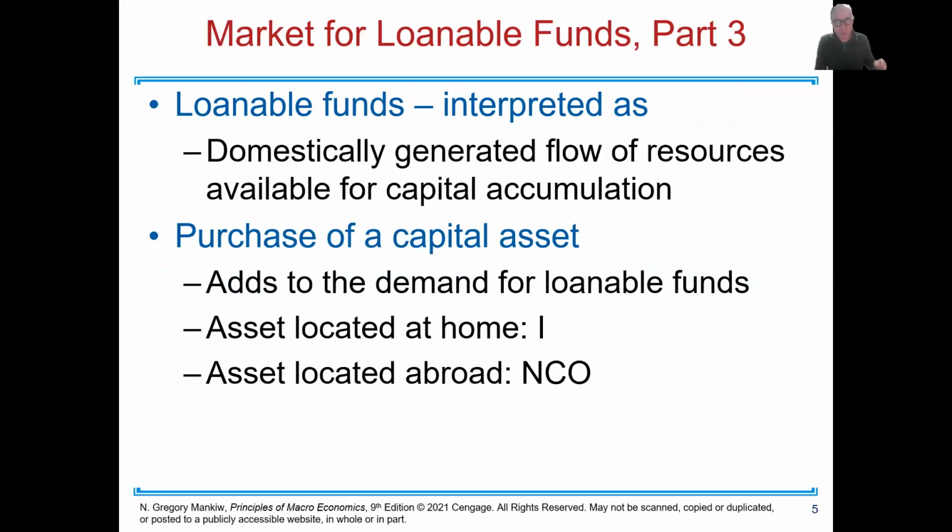The availability of loanable funds is based on the domestically generated flow of resources available from capital accumulation. Fancy way of saying the funds that are produced locally are available when we deposit it into the bank to be loanable. Real simple. We save cash. We put it into the bank account. The bank lends those funds to others. That's where the loanable funds come from.